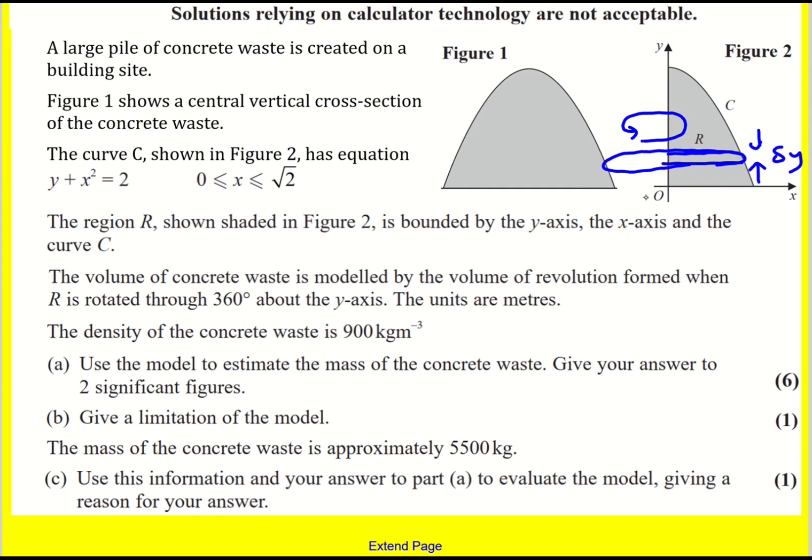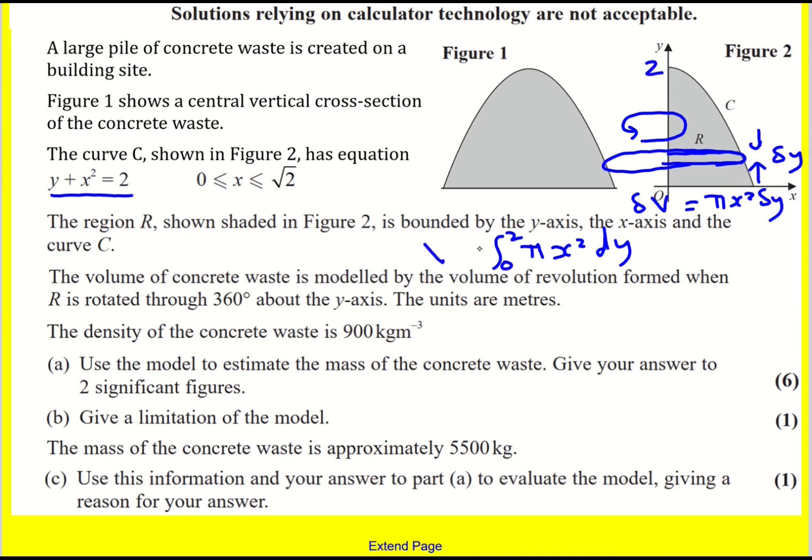So this small volume, maybe I call it delta V, would equal pi x squared, because the radius is x, times delta y. And then I want to sum all of these together. I'm not going to go into where it comes from, but we get an integral. And the integral is going to be pi x squared with respect to y. I'm summing up all of these infinitesimal little cylinders from y equals 0 to y equals 2, because when x is 0, y is going to equal 2 at the very top.